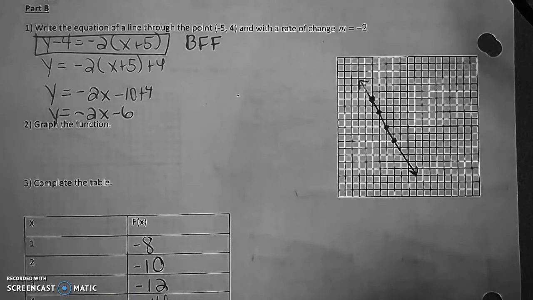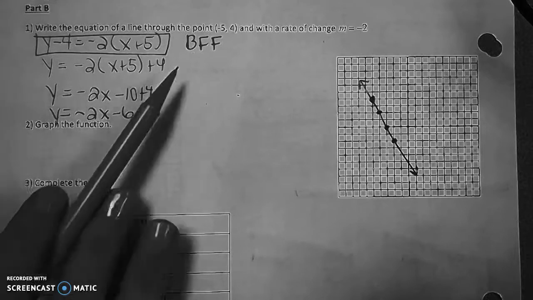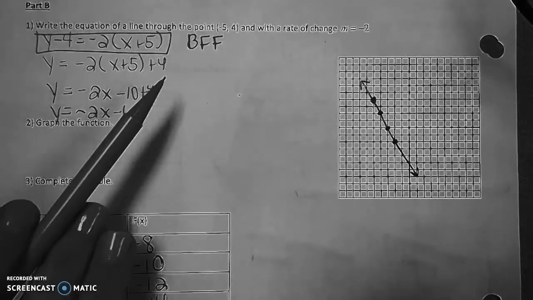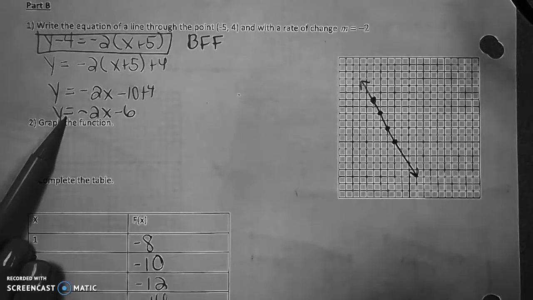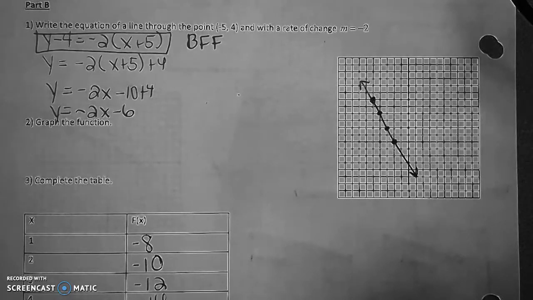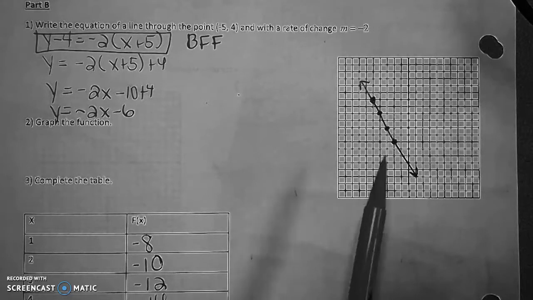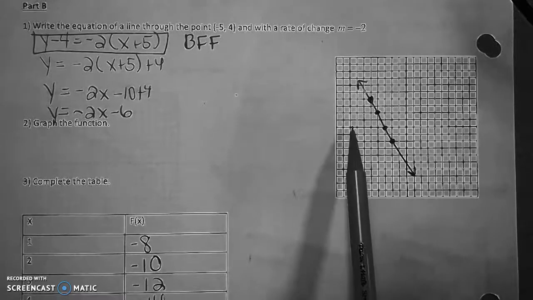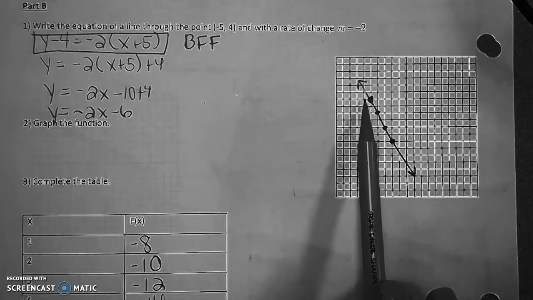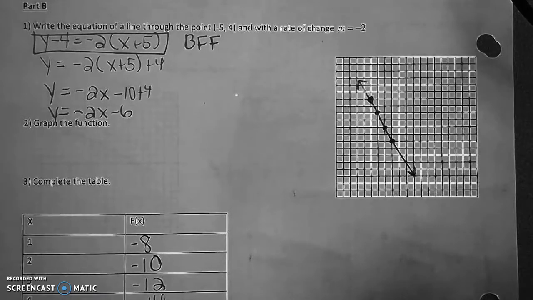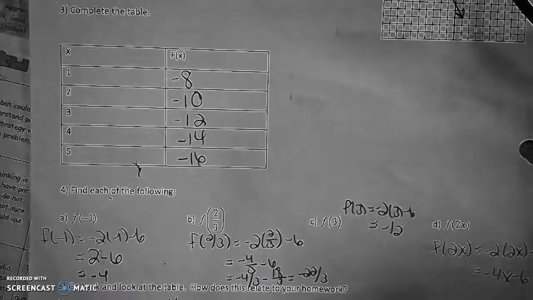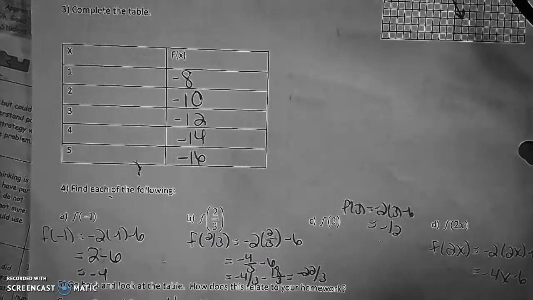So here we are looking at the back of the notes that you should have already taken time to work. I wrote the equation in point slope form. Remember, I called that your BFF. I went ahead and wrote it in slope-intercept form because that is useful for part 4 at the bottom. I chose to graph by graphing the point -5, 4, and then graphing the rate of change of down 2, right 1. I went ahead and completed the table for you to look at.